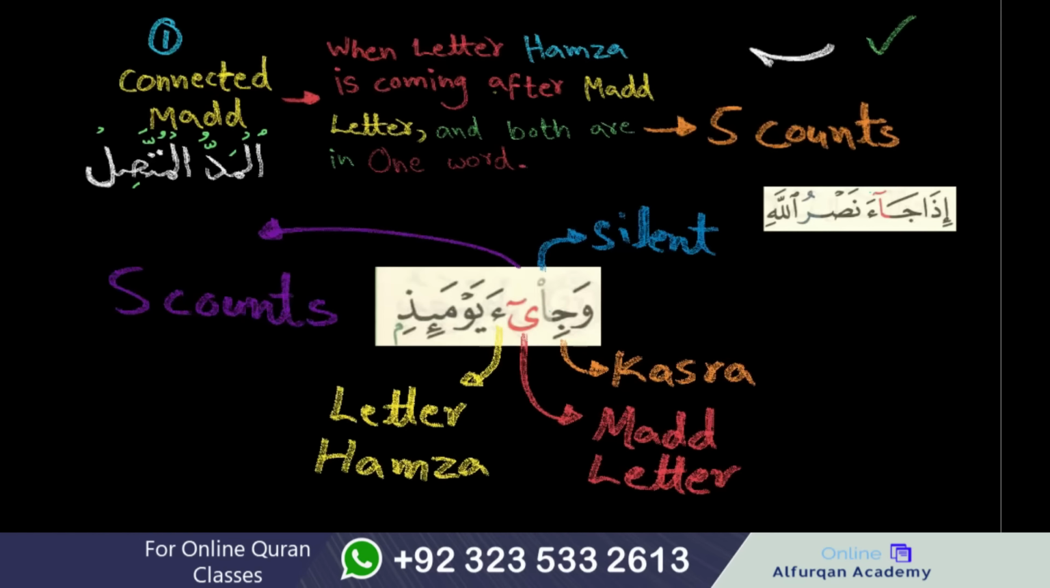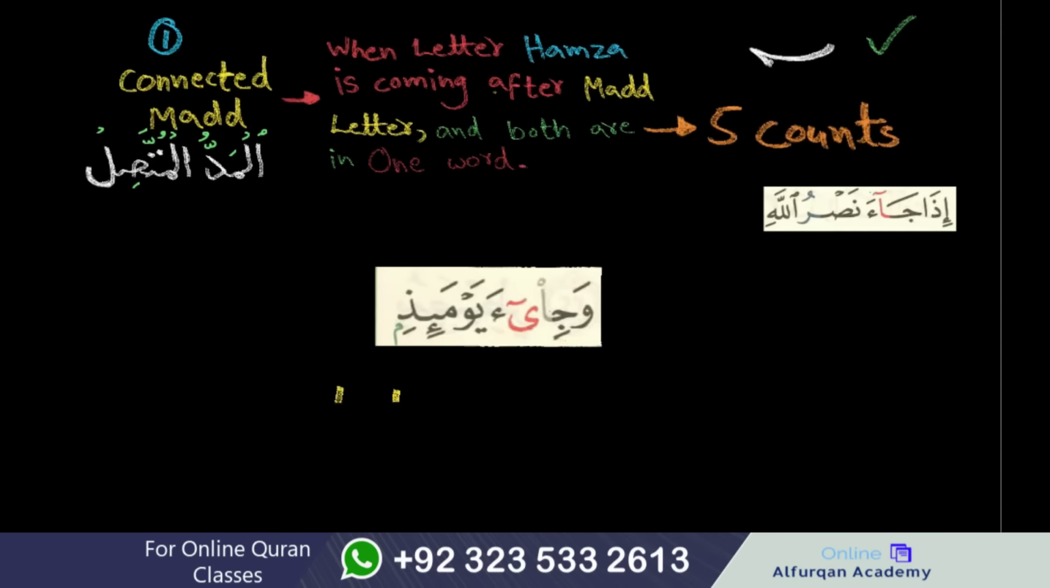So we are going to pronounce it like وَجِيءَ يَوْمَئِذٍ. And also the mad sign is written on top of the mad letter, which tells us that we are going to make the sound longer than 2 counts.